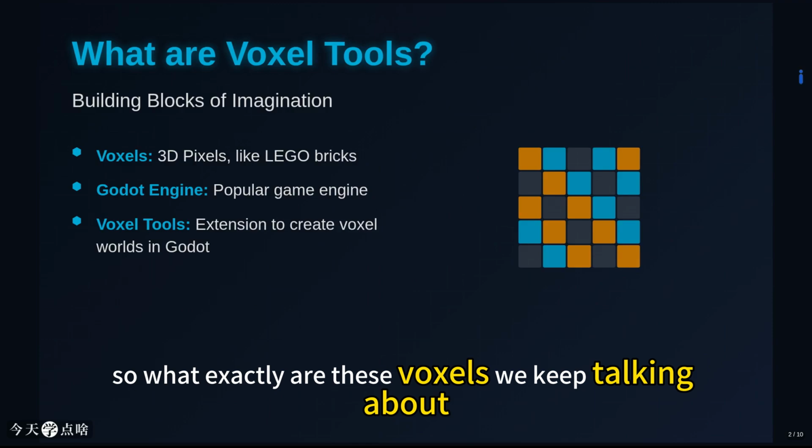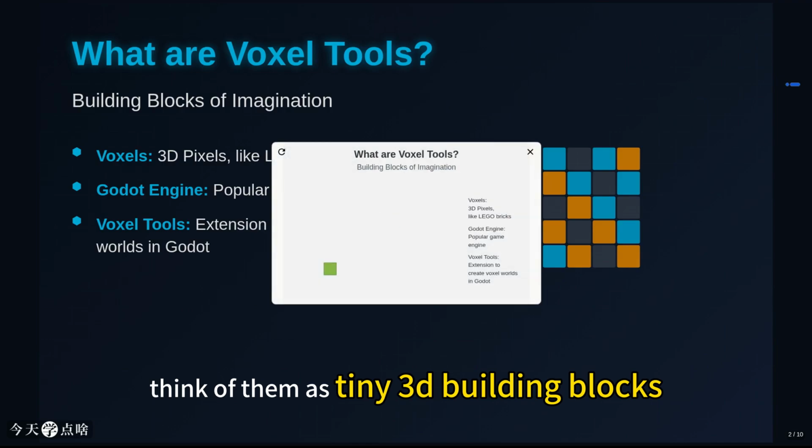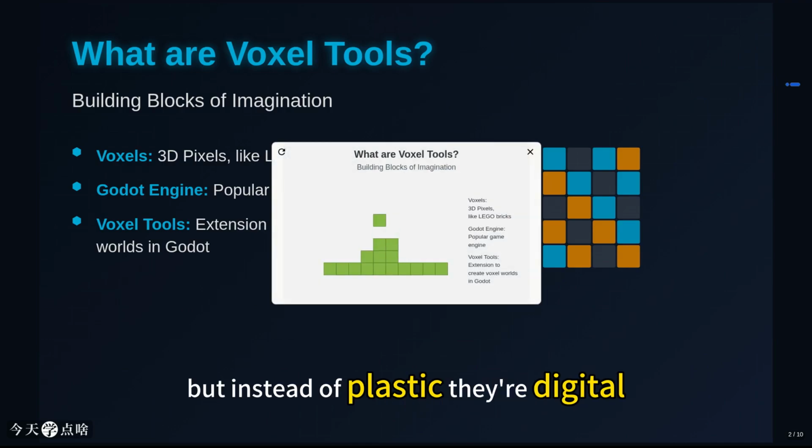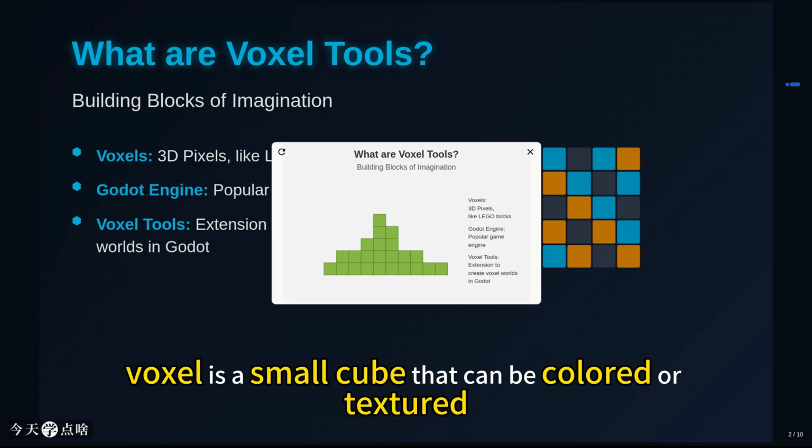So, what exactly are these voxels we keep talking about? Think of them as tiny 3D building blocks, kind of like Lego bricks, but instead of plastic, they're digital. Each voxel is a small cube that can be colored or textured.